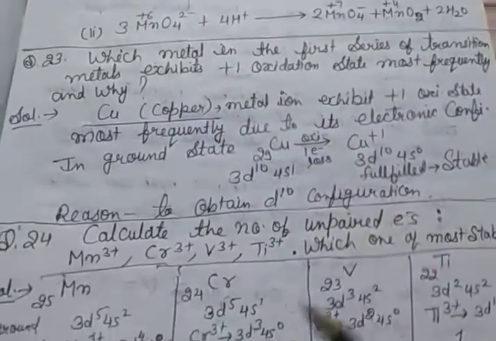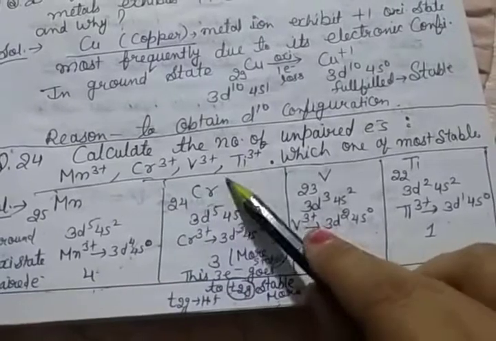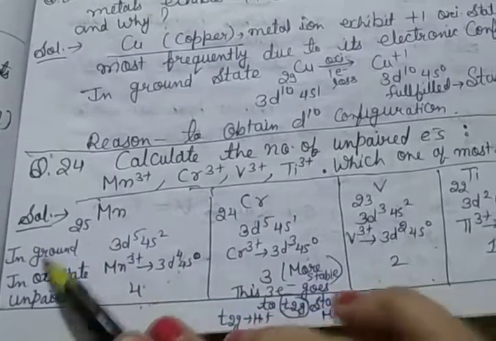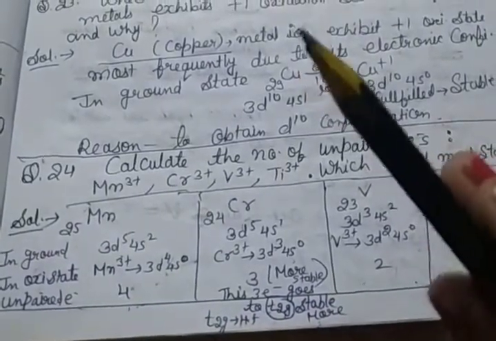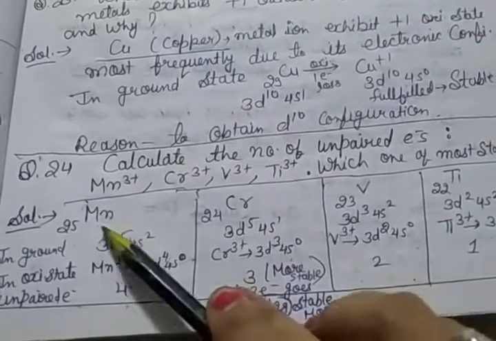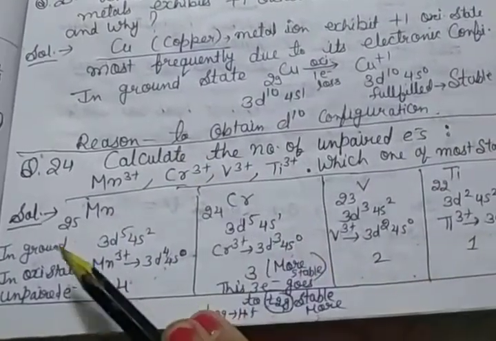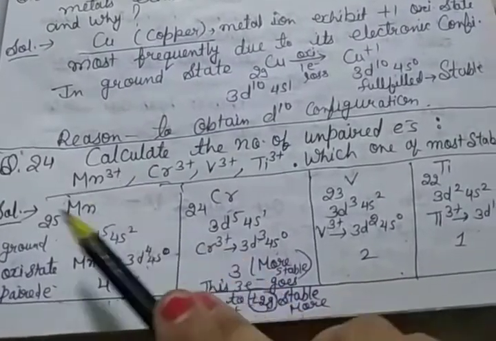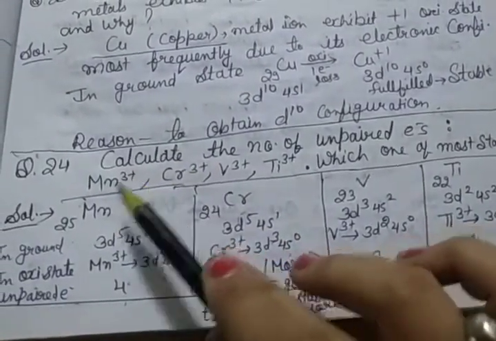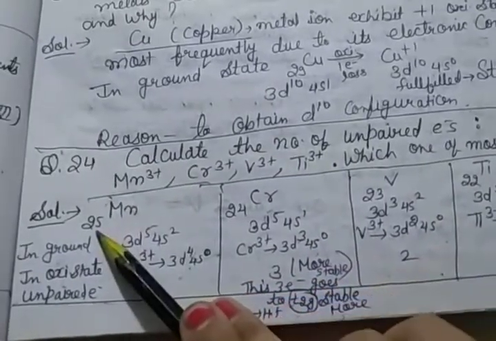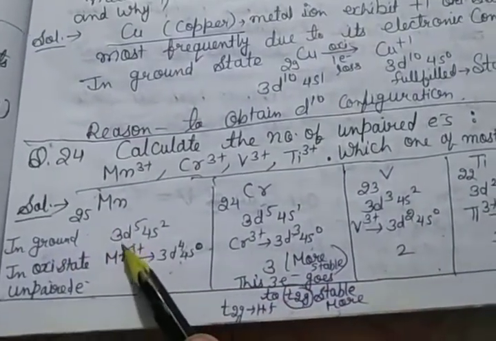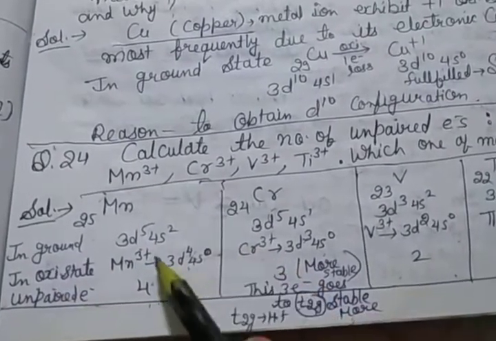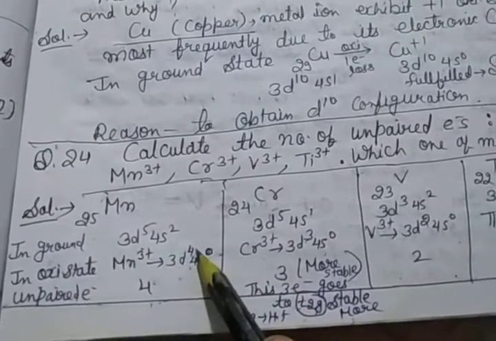Then next question: calculate the number of unpaired electrons. First is manganese 3 plus. First you learn the 3d series, which I already explained in my notes. Learn the atomic numbers, and then according to the oxidation number given, remove the electrons. Mn has atomic number 25, ground state configuration 3d5 4s2. In the 3 plus state, 3 electrons are removed, so the configuration is 3d4. So how many unpaired electrons?